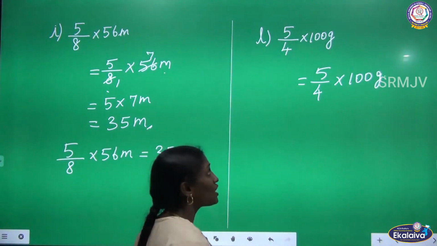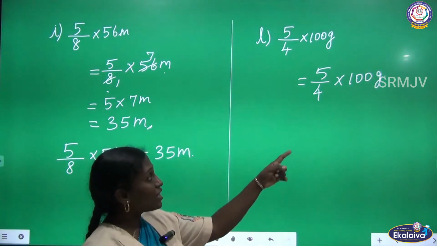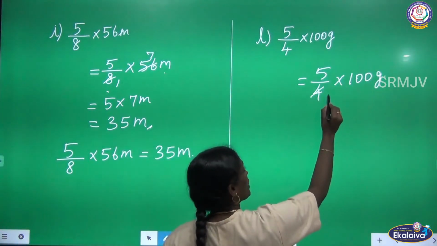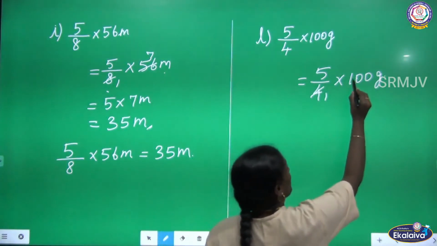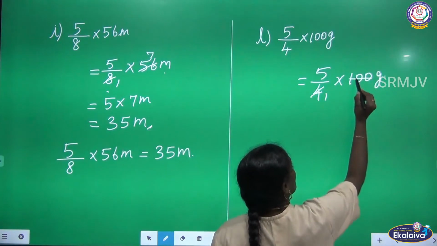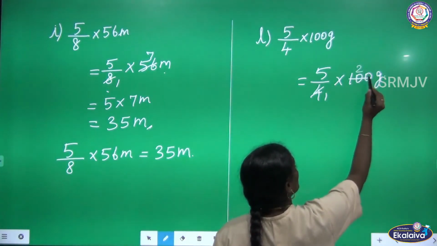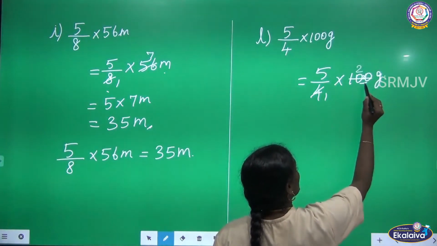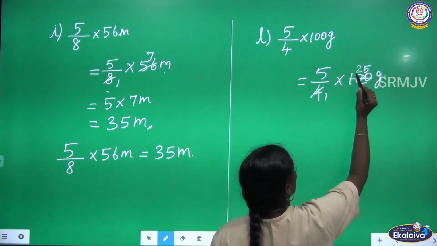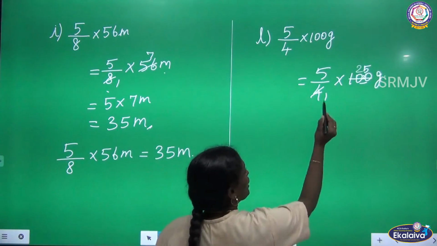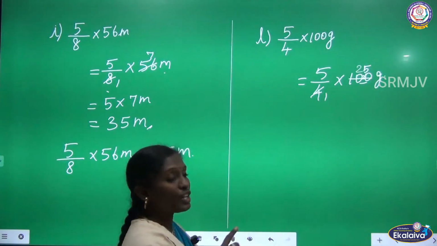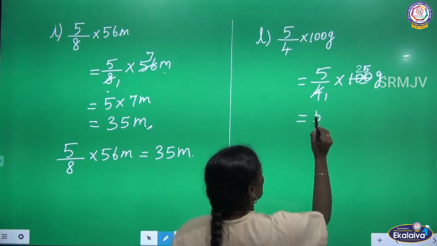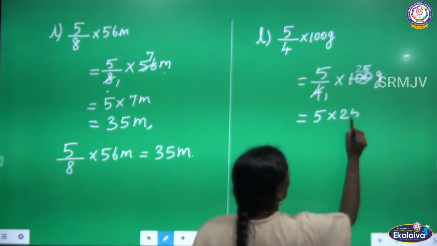Here, can we reduce the numbers? Yes, we can reduce 4 and 100 in the 4 table. Here in the 4 table, 1 time. Here in 10 alone, in 10, 2 times 4s are there. 2 4s are 8, remainder 2. Now it's 20. In 20, 5 times. So that is 25. In the denominator we are having 1. In the numerator, 5 into 25 is there. So 5 into 25 grams.